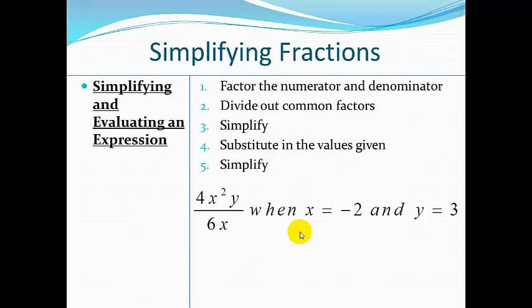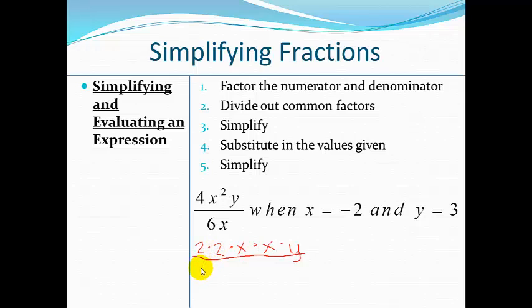Okay, so looking at simplifying and evaluating an expression. This one's going to be kind of complicated just because it takes steps. The first thing it tells us to do is factor the numerator and the denominator. When I factor, I'm going to say, okay, 2 times 2 equals 4, so I'm just breaking it down to the smallest thing possible. And what does x squared mean? Doesn't that mean x times x? Okay, and then we're going to multiply it by y. So that's what the top looks like when it's all factored down.